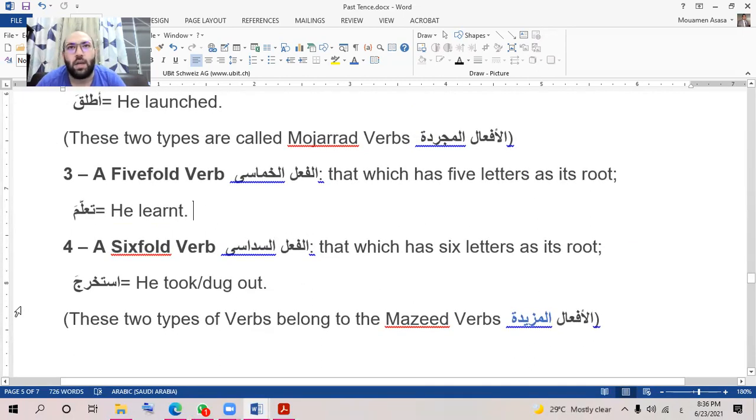Kharaja, istakhraja. Kharaja, this is the easy one. What is the meaning of kharaja? He went out. He exited. Istakhraja, let's say he exited. Exit is a verb in English. He went out. Yeah, kharaja.